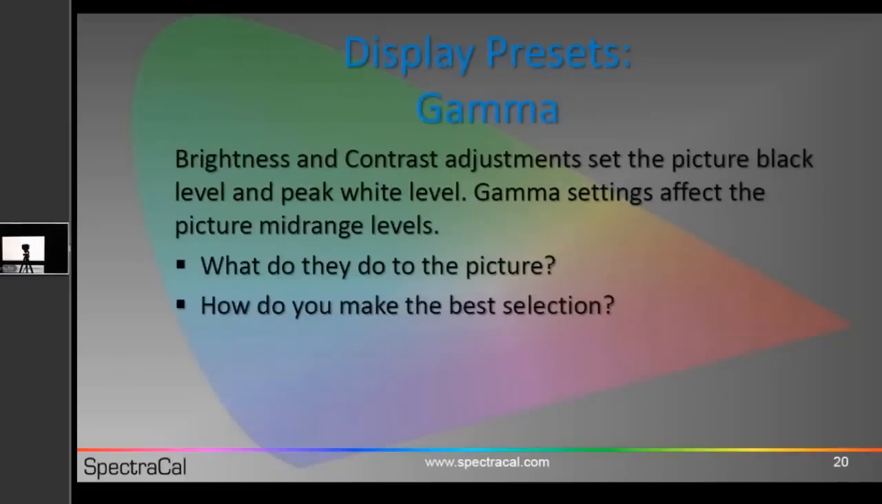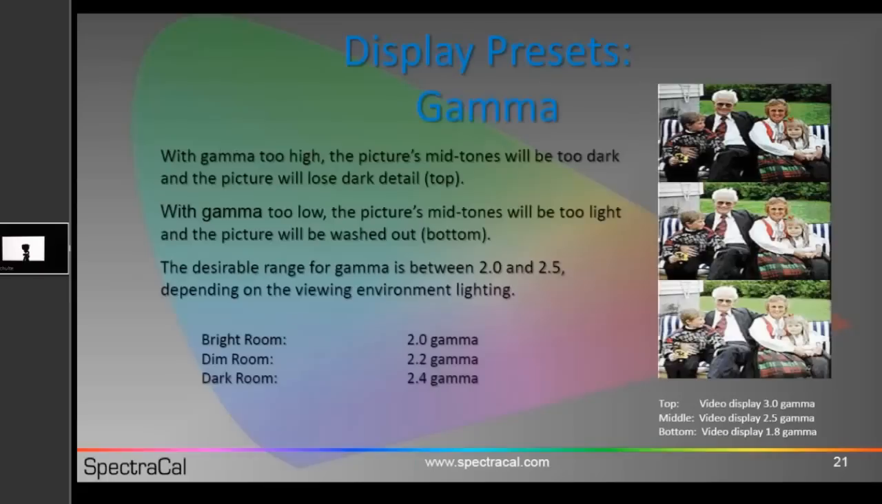And that concerns gamma. We've already set the ends of our luminance range, our black level and our peak white level, using the brightness and contrast adjustments. The rest of the picture levels, the mid-range levels, are affected by a control adjustment or a setting which is known as gamma. That affects each of those mid-range levels in comparison to the white level, basically. How do we make the selection? Well, we can do that by measurement, but what it'll affect is the overall light level or the contrast, so to speak, of those mid-tone levels.